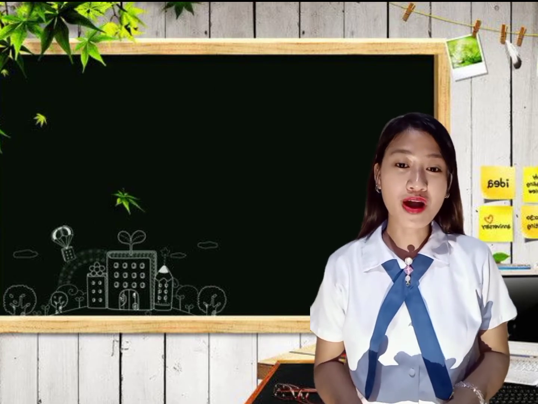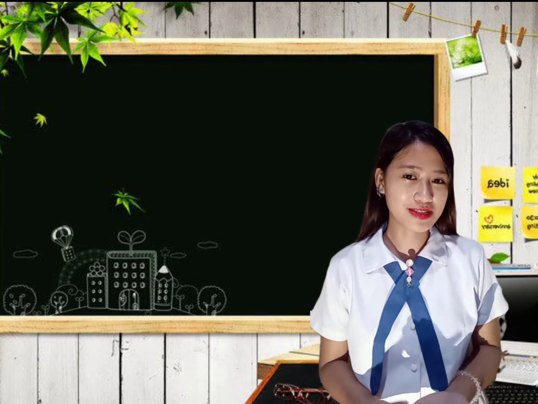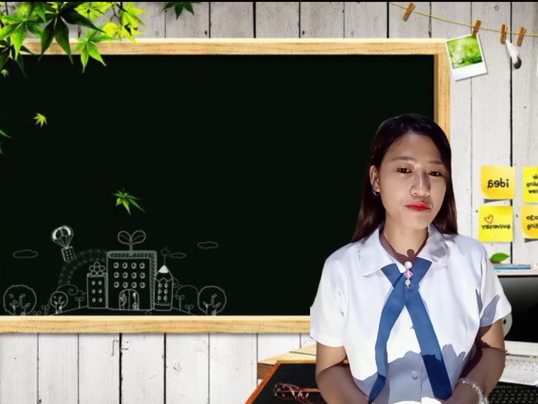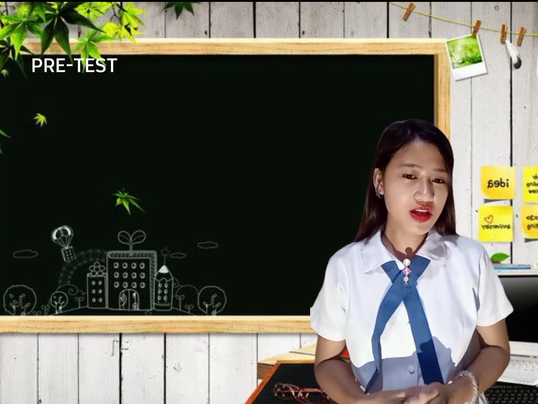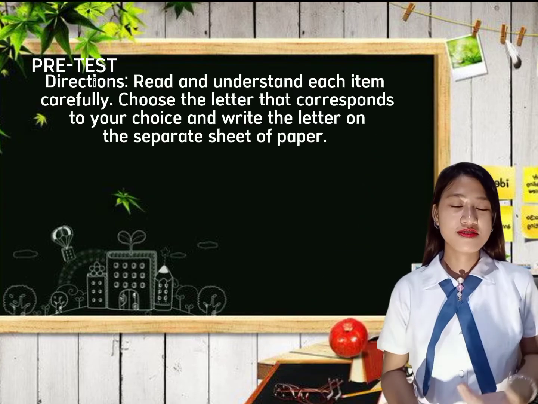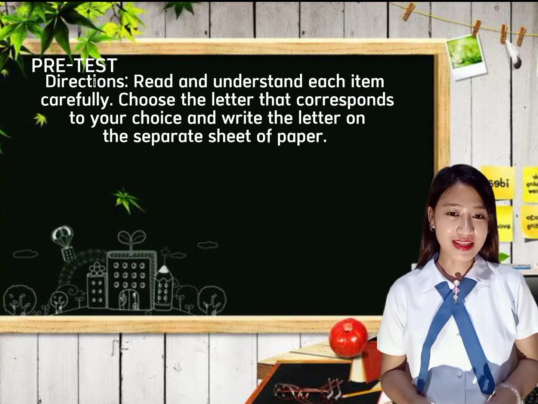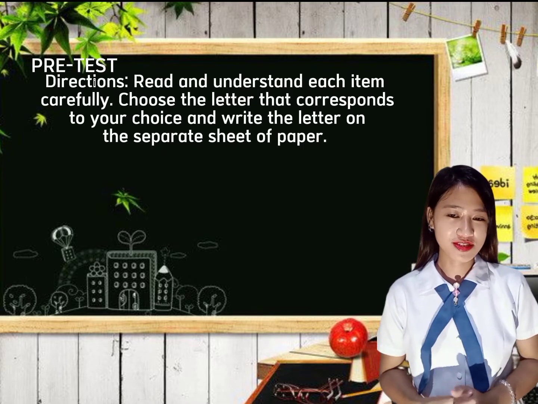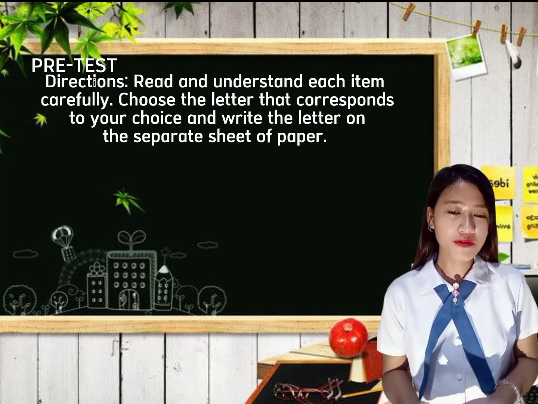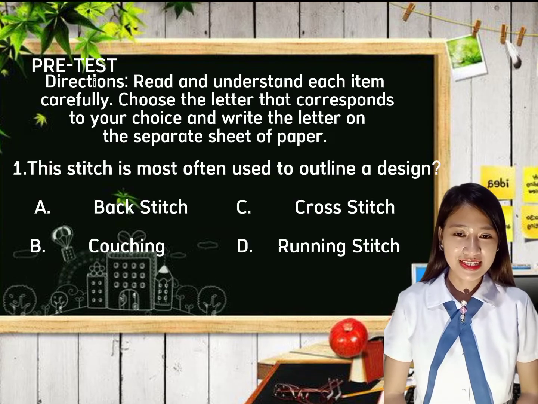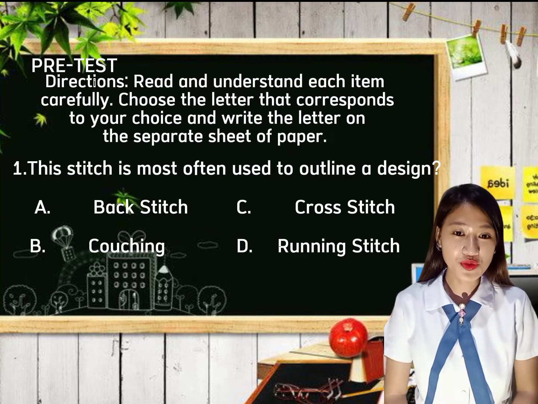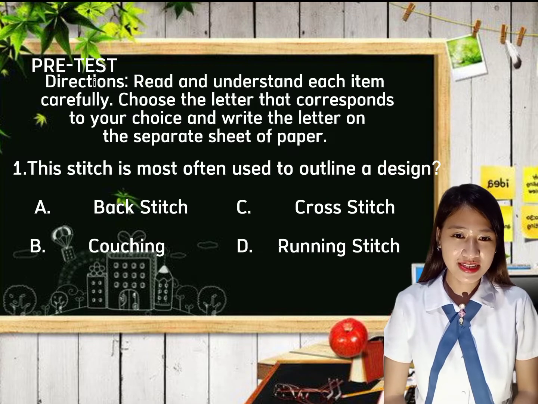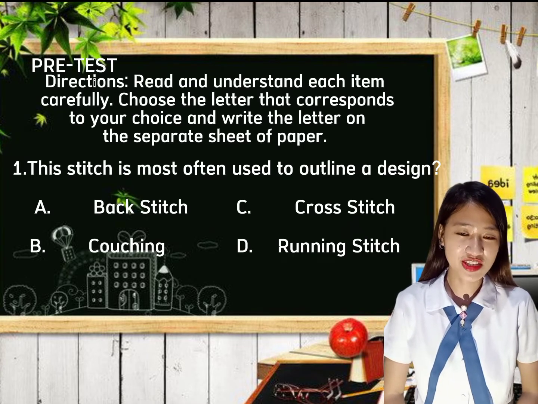Before we start our lesson proper, let's have a pre-test first. Get yourself a pen and a piece of paper to answer our pre-test to know if you are familiar with our new lesson. Direction. Read and understand each item carefully. Choose the letter that corresponds to your choice and write the letter on the separate sheet of paper. Number 1. This stitch is most often used to outline a design. A. Backstitch. B. Couching. C. Cross stitch. D. Running stitch.